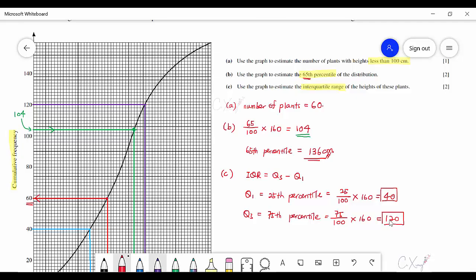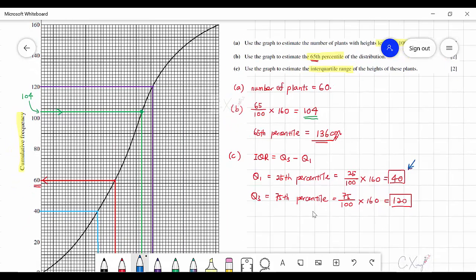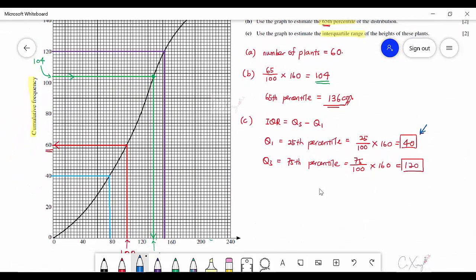I will start with Q1 first. Q1 should be 40, which means the cumulative frequency at 40. You draw a line, touch the curve, and then go down to the x-axis and read the value. This is one box before 80, therefore I know that the value is 76. So the Q1 value will be 76.